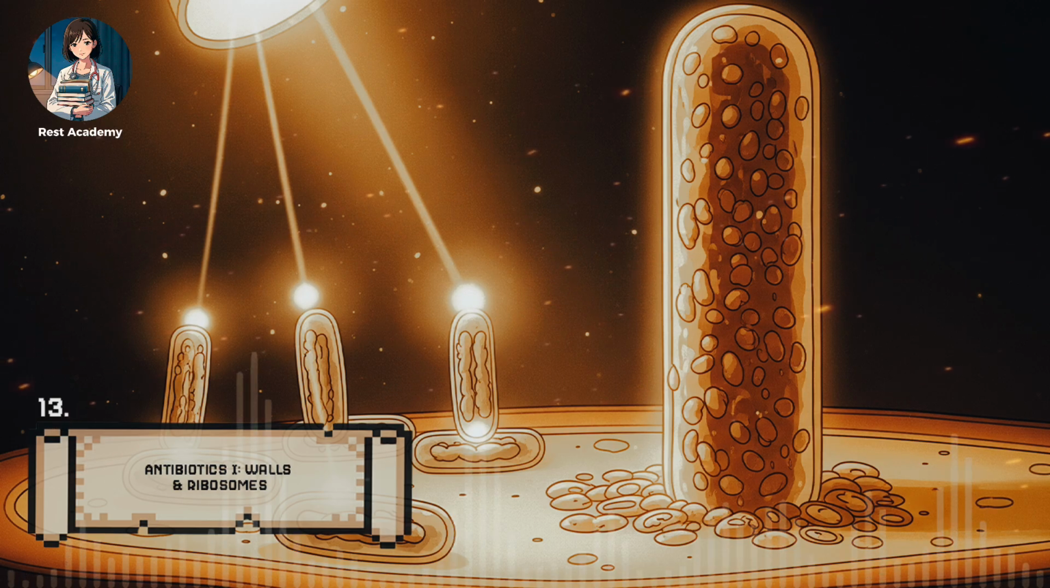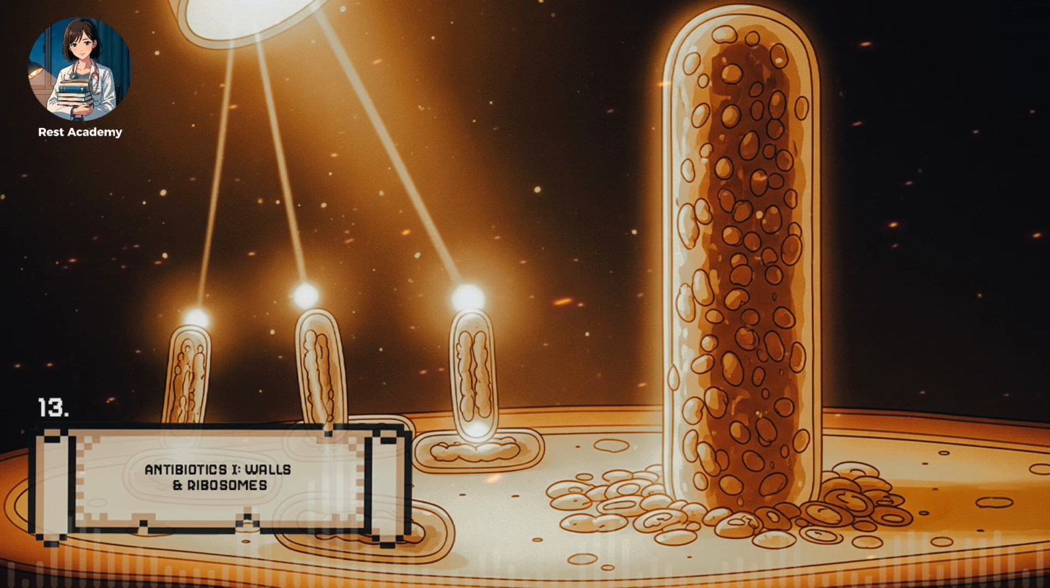Move one shelf to glycopeptides, the large clamps. These agents bind the D-Ala-D-Ala termini of peptidoglycan precursors, sterically blocking both transglycosylation, polymerization of glycan strands, and transpeptidation, cross-linking. Because the target lies outside the membrane, access to gram-positive walls is straightforward. The outer membrane of gram-negatives, however, excludes these bulky molecules, explaining their limited range.